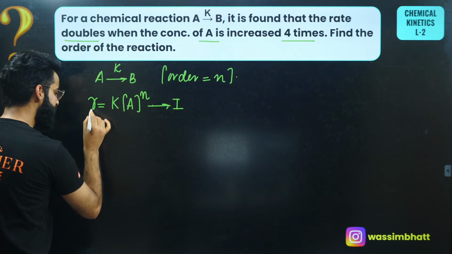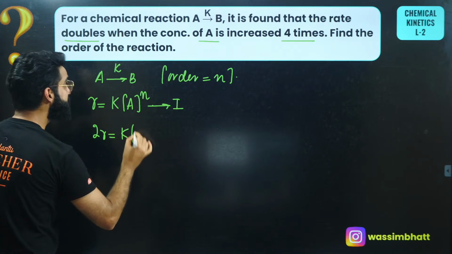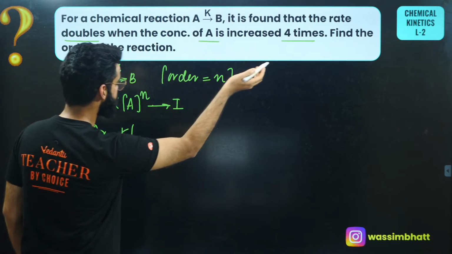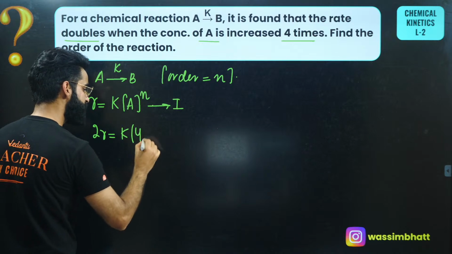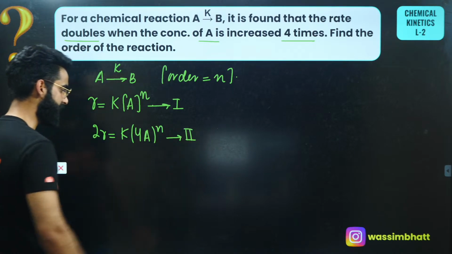The rate doubles. Initially it was R, now it is 2R. The rate doubles when the concentration of A is increased 4 times. Initially it was A, now it becomes 4 times A. Right? Let's call this equation number second, correct?